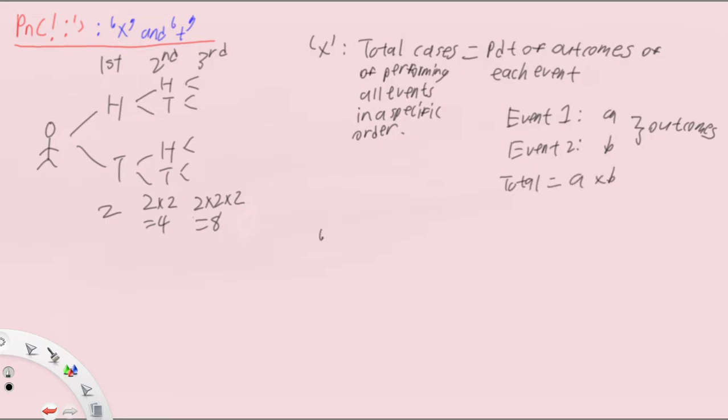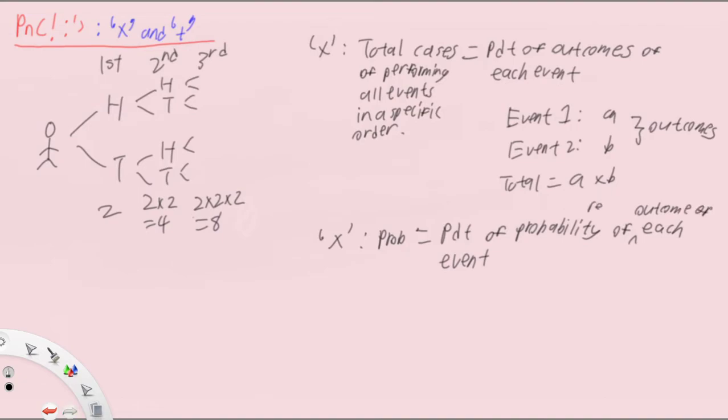Now there is also another definition of the multiplication principle when it comes to looking at the probability of performing all events in a specific order. And again, it's actually the product of the probability of the outcome of each event, or to make it even more specific and clearer, the respective outcome of each event.